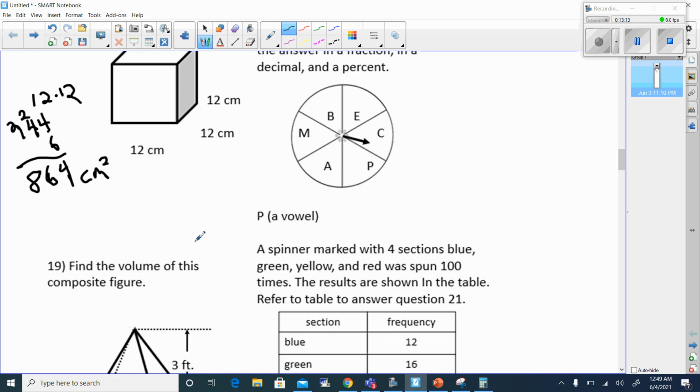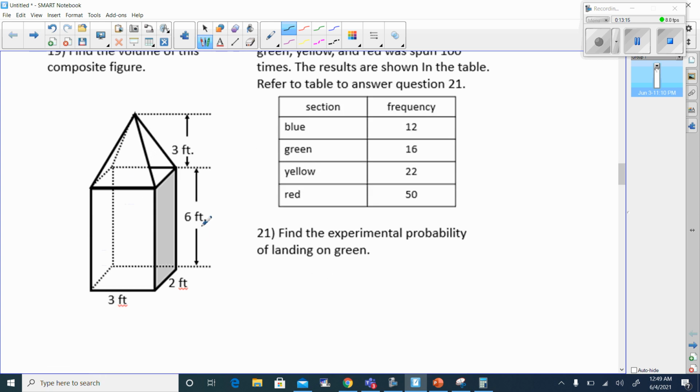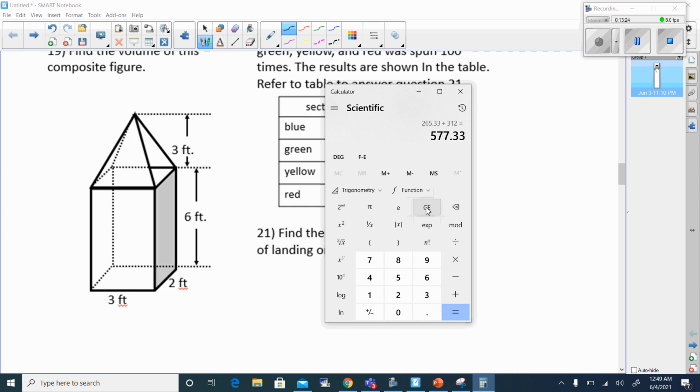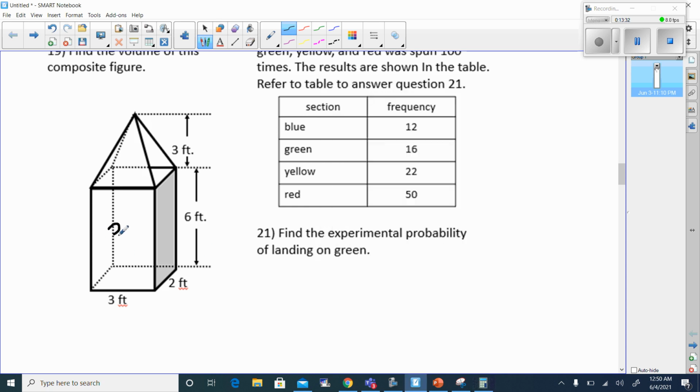All right, number 19 says find the volume of this composite figure. Well, I got two different volumes here. The first one on the bottom is 3 by 2 by 6. That's a rectangular prism. That's pretty easy. I just take 6 times 2 times 3, and that'll give me 36 for the bottom.